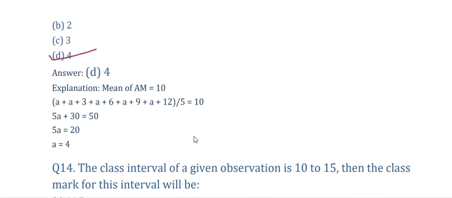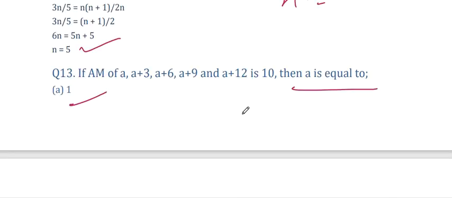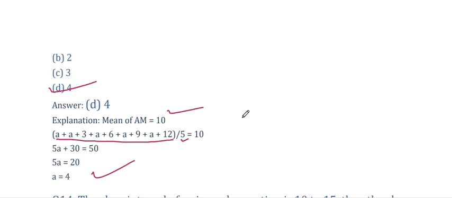Explanation: mean equal to 10, so a plus 3 and the rest, you add the sum of all observations divided by 5 because the number of observations is 5, so we can calculate a equal to 4. This is a very easy question and you are able to solve it. Okay, again I am repeating this one. If it is asked, you can say arithmetic mean, that is the mean. You can say a plus 3, a plus 6, a plus 9, a plus 12. How many observations? 1, 2, 3, 4, 5, right? So we are able to do this one. You have learnt in class 6, 7, 8, right?